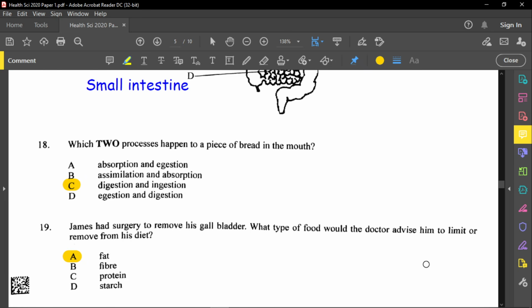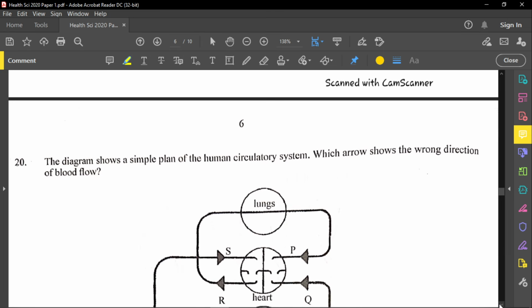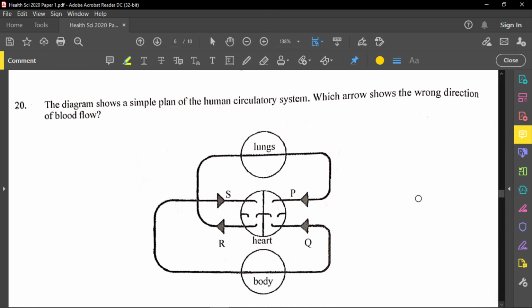All right. Now let's go to question number 20, and we're halfway through. It said the diagram shows a simple plan of the human circulatory system. So we're looking at the circulatory system here, and I want you to pay close attention to it. It said which arrow shows the wrong direction of blood flow. Very important for you to know in terms of blood flow is that blood will enter into the atria, which are the upper chambers, each of them. One is called an atrium, and blood will leave the ventricles, which are the lower chambers, okay?